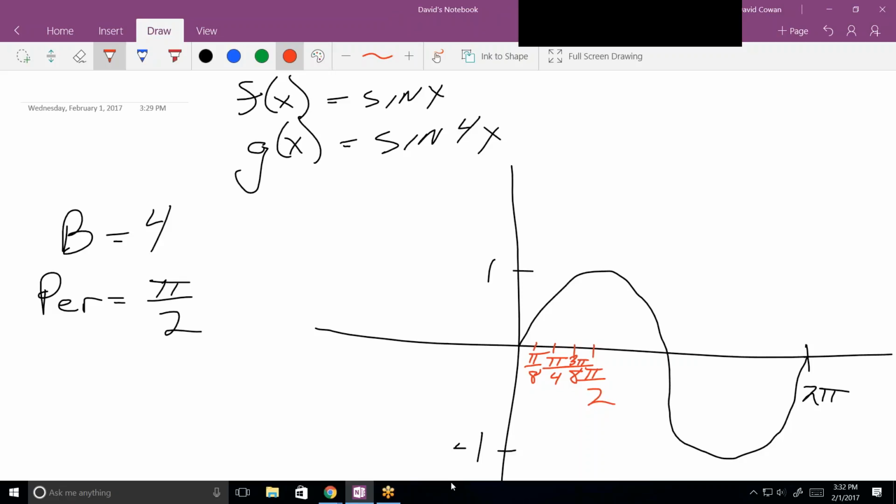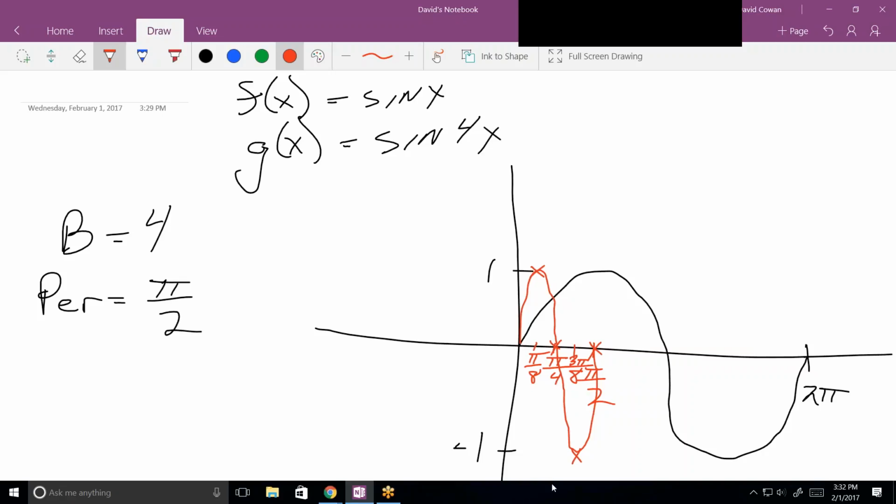Because now I know that these quarter points, in other words, above the pi over 8, it reaches its maximum there, comes back through the x-axis there, goes down to its minimum there, and comes back up to meet the x-axis there. So all I have to do is draw the sine curve through those points, and there you have it. It still goes to 1 and minus 1, but you can see the shape of the curve is considerably different.